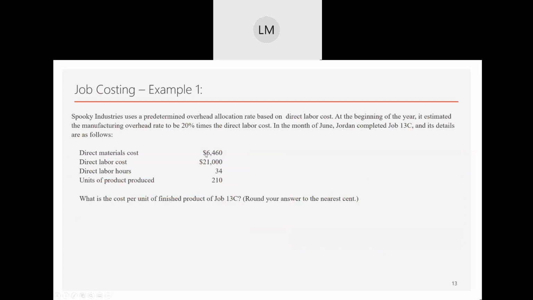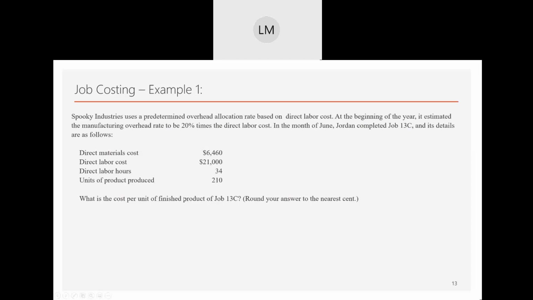There was $6,460 worth of direct materials. Direct labor costs were $21,000. Direct labor hours incurred were 34, and units of product produced were 210. So we're asked, what is the cost per unit of finished product for Job 13C? And we're told to round our answer to the nearest cent.